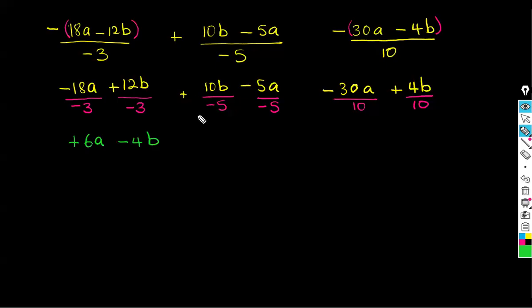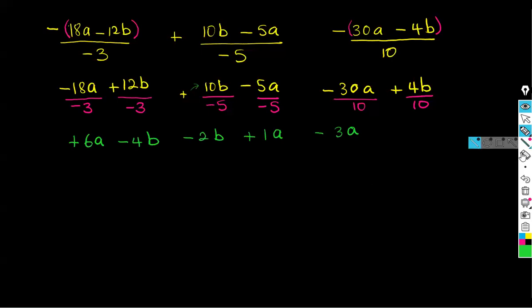Positive 10b divided by minus 5. Remember, this positive already belongs on top. You'll get minus 2b because 10 divided by 5 is 2, a positive divided by a negative is a negative, and you put back the b. Minus 5a divided by minus 5 is positive 1a. Don't forget to put the a. Minus 30a divided by positive 10 is minus 3a.